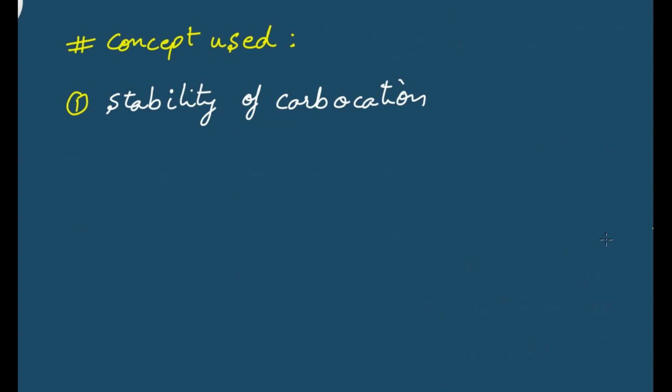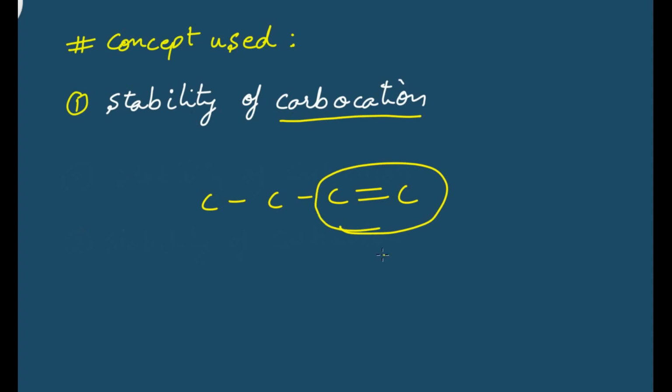Now the concept which we use in Markovnikov rule is stability of carbocation. How is that? Let us again take a look at our butene. This is 1-butene. Now this particular area is electron rich, right? Remember that. Why? Because it has a double bond and the electron density at this place is higher than these two places, right? So this area is electron rich.